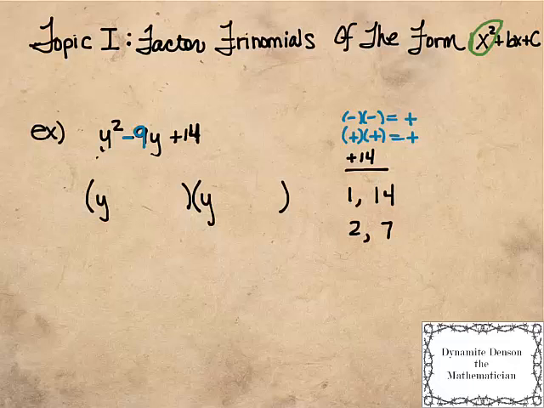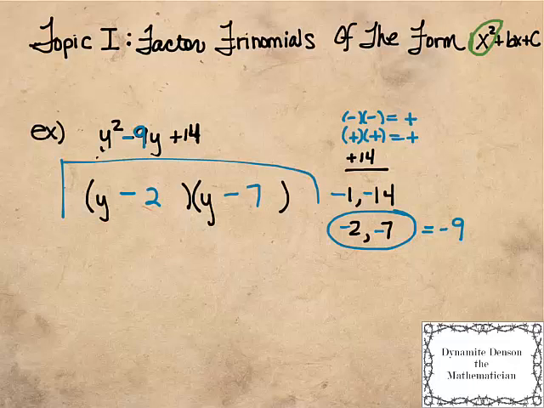Because the 9 is negative, we know that both of these numbers will have to be negative. If you add -2 plus -7, you'll get -9. That means that -2 and -7 are the factors that we needed.